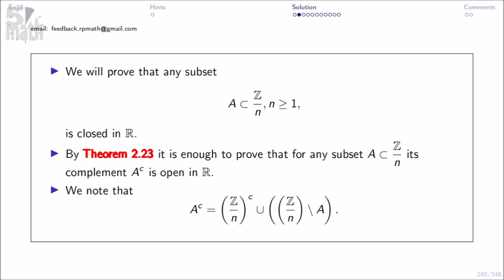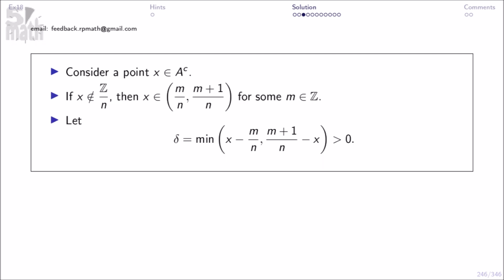We will prove that any subset A subset of Z over n, n greater than or equal to 1, is closed in R. By Theorem 223, it is enough to prove that for any subset A subset of Z over n, its complement A^C is open in R. We note that this. Consider a point x in A^C.